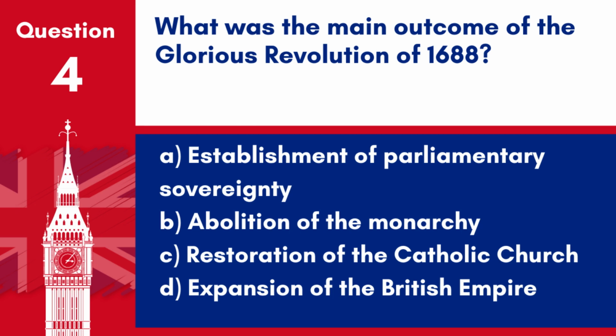Answer: A. Establishment of parliamentary sovereignty. The main outcome of the Glorious Revolution of 1688 was the establishment of parliamentary sovereignty.